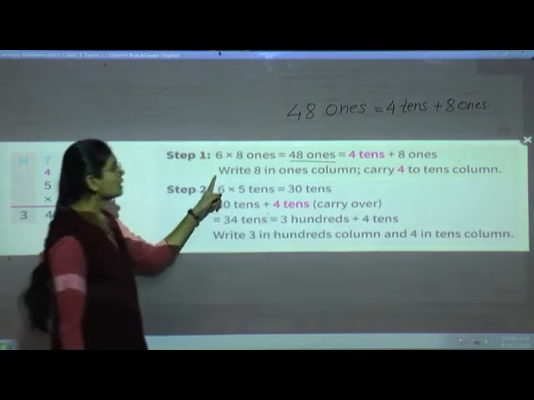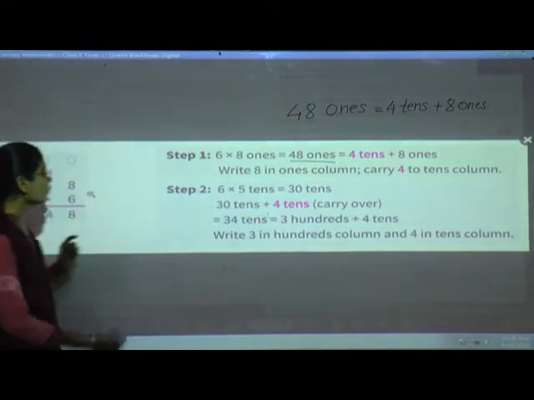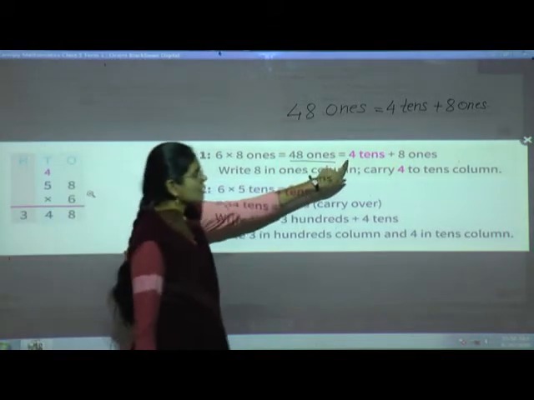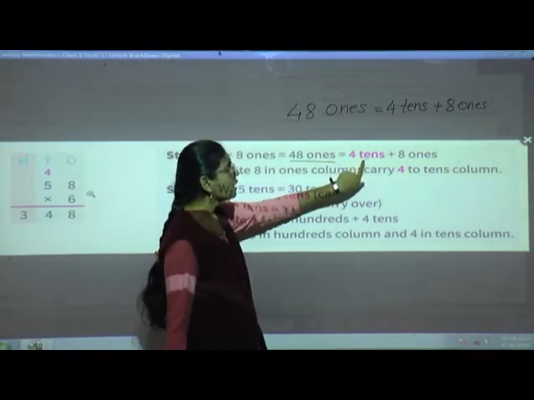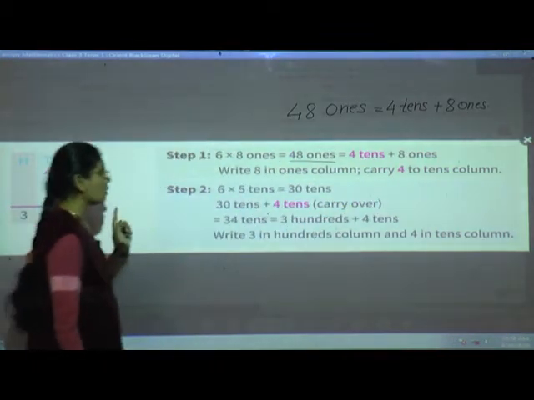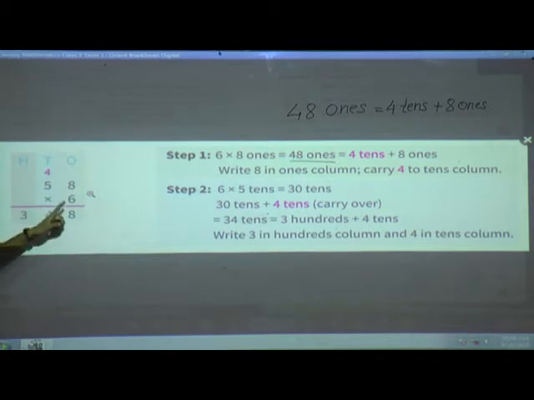So we'll write 8 in 1's column. Then these 4 tens, see this 4 tens. Now these 4 tens we will give carry 4 to 10's column because there is 4 tens. So that 4 we will give as a carry to the 10's place. Okay, so here we will give the carry.